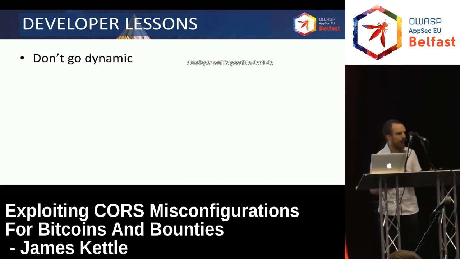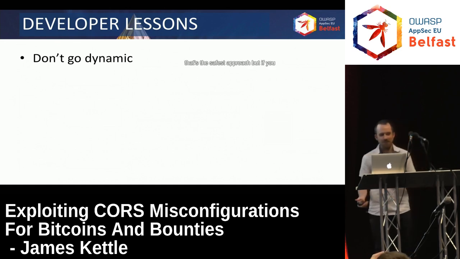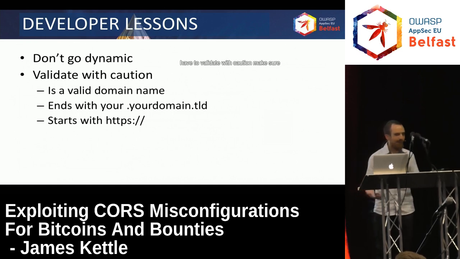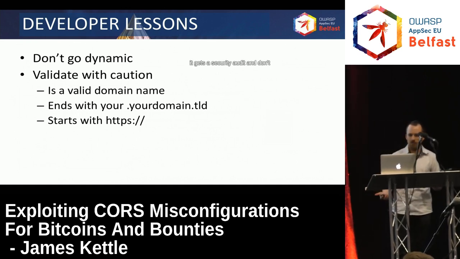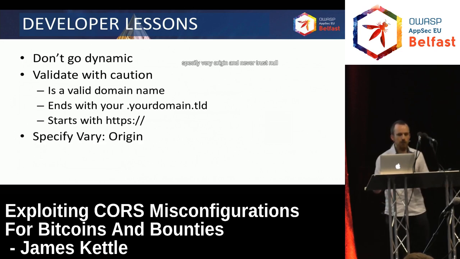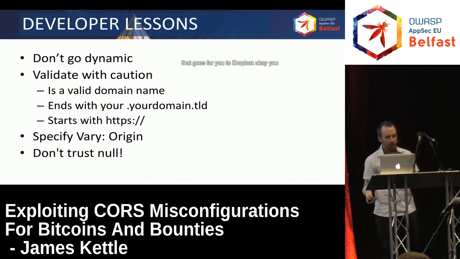If you're a developer, if possible, don't do dynamic generation of CORS headers. That's the safest approach. But if you have to, validate with caution, make sure it gets a security audit, and don't forget to verify the protocol, and always specify Vary: Origin. And never trust null. That goes for you too, Dropbox.